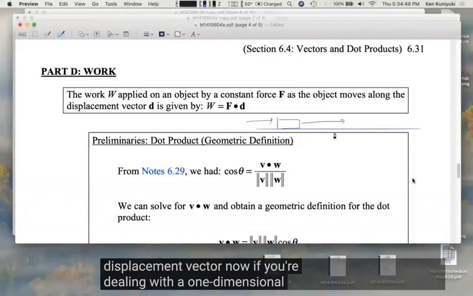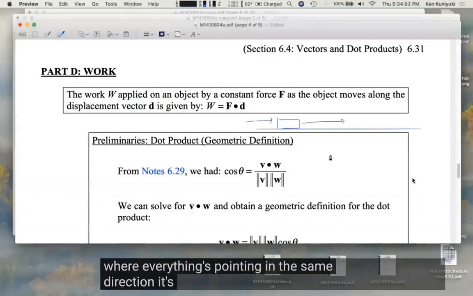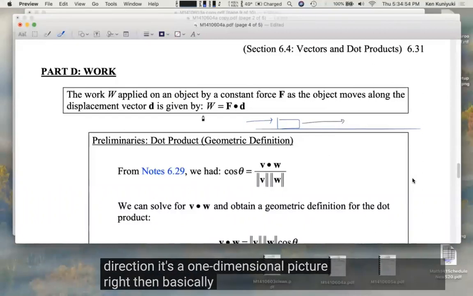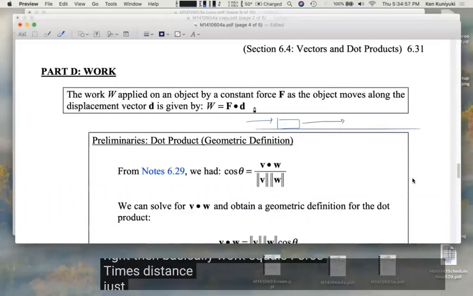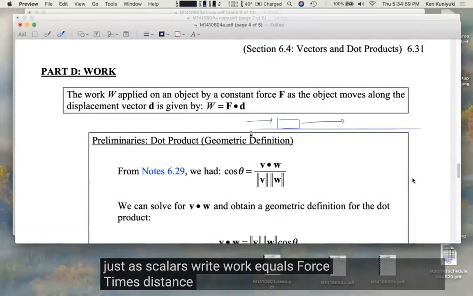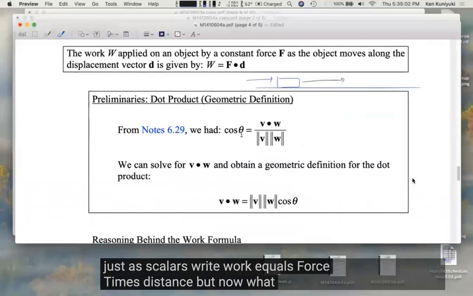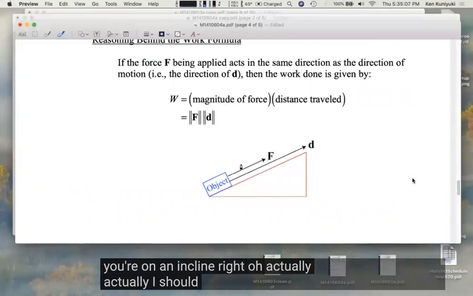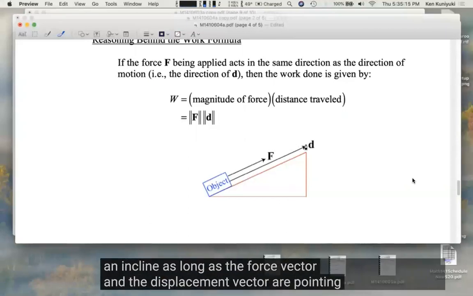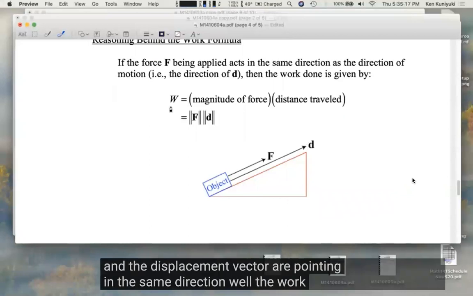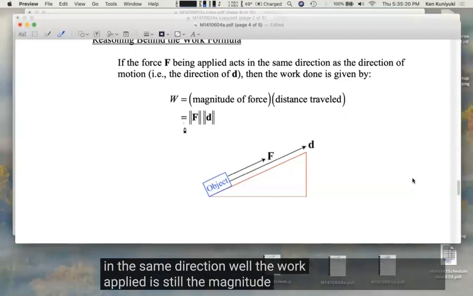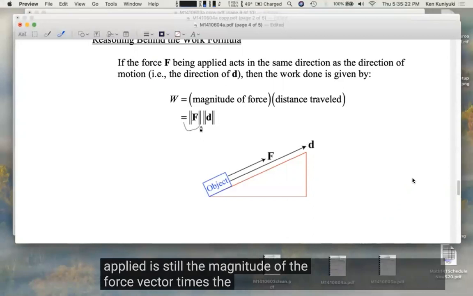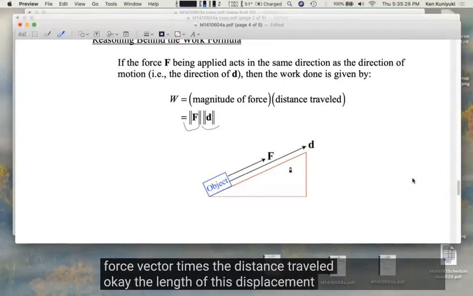Now, if you're dealing with a one-dimensional picture where everything's pointing in the same direction, then basically, work equals force times distance, just as scalars, right? Work equals force times distance. But now what happens if you're on an incline, right? Even if you're on an incline, as long as the force vector and the displacement vector are pointing in the same direction, well, the work applied is still the magnitude of the force vector times the distance traveled, the length of this displacement vector.